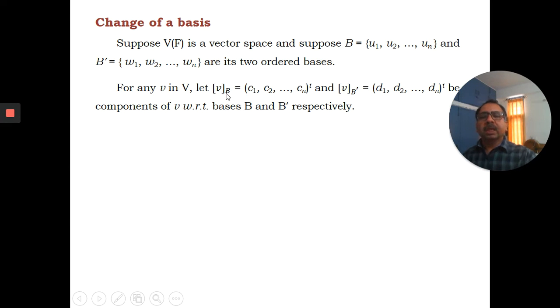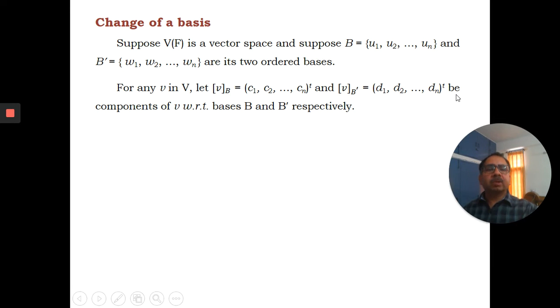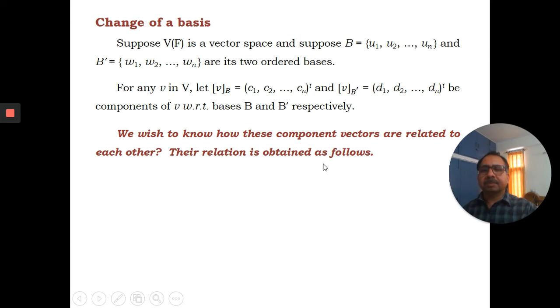So [V]_B is the component vector with respect to basis B, and [V]_B dash, which I have written D1, D2, ..., Dn transpose, is the component vector with respect to basis B dash. We wish to know how these component vectors are related to each other. The relation is obtained as follows. So how C1, C2, ..., Cn and D1, D2, ..., Dn are related with each other, this is our objective.